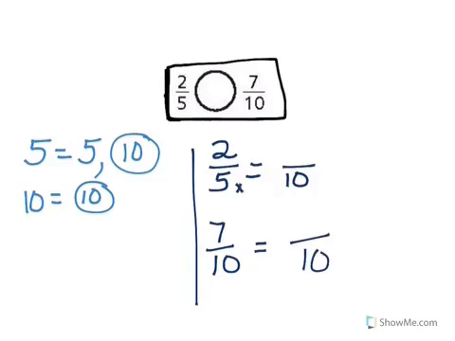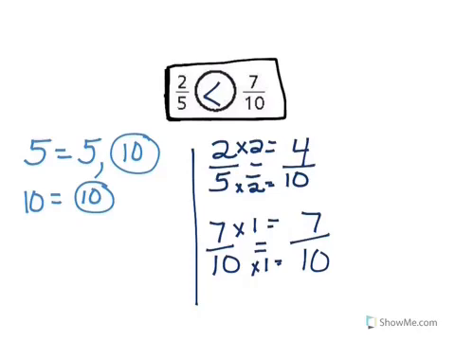So 5 times 2 is 10. What I do to the bottom, I do to the top. 2 times 2 is 4. 10 times 1 is 10, so 7 times 1 is 7. I can clearly see 7/10 is greater than 4/10.